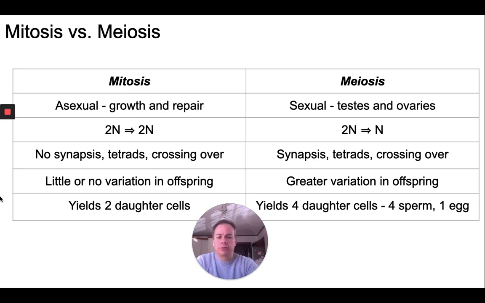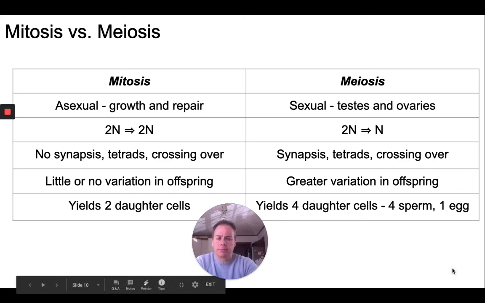Finally, the number of daughter cells. Mitosis yields 2 daughter cells, which are identical to the parent cell. Meiosis yields 4 daughter cells. In sperm production, spermatogenesis, all 4 of them become sperm cells. In oogenesis, producing egg cells, actually only 1 will eventually turn into a viable egg cell. So that's how mitosis and meiosis compare.